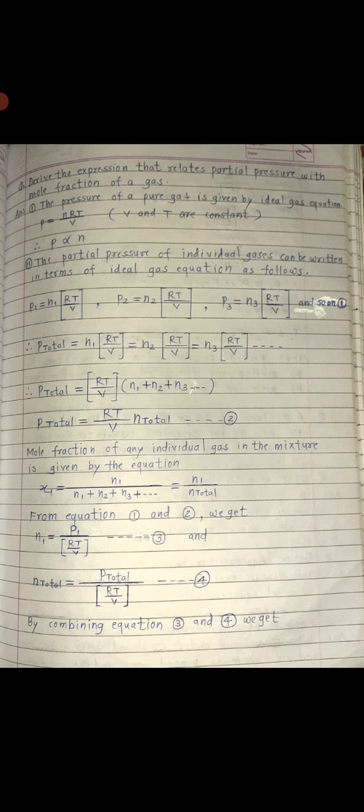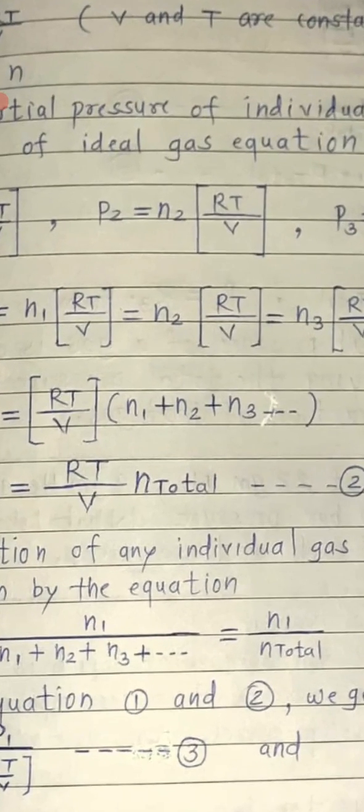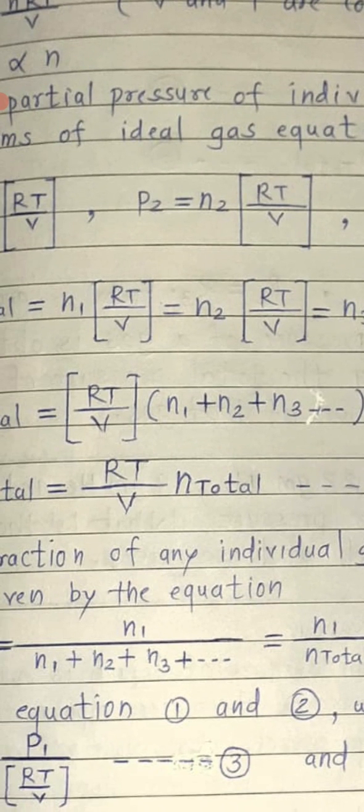So therefore P total is the addition of these three equations. P total is equal to n1 RT upon V plus n2 RT upon V plus n3 RT upon V. Here a plus should come, not an equal sign; sorry, equal was written, it should be plus.